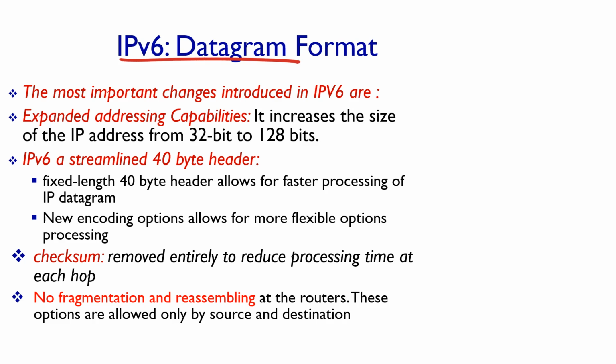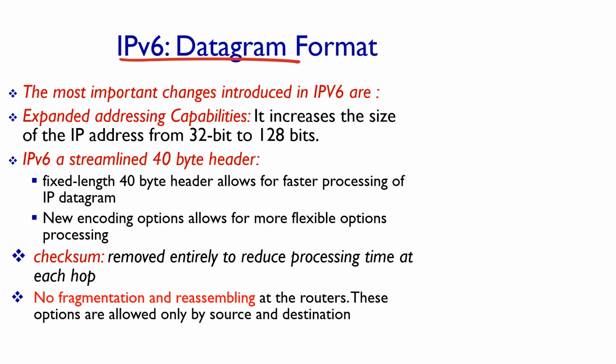The addressing capacity is increased from 32-bit to 128-bit in IPv6, so that we are able to represent many more devices with a varying range of IP addresses. We are able to locate 2 raised to 128 different IP addresses. We will study IP addressing in detail in the next video. Right now, just remember that IPv4 follows 32-bit IP addressing, whereas IPv6 follows 128-bit addressing.